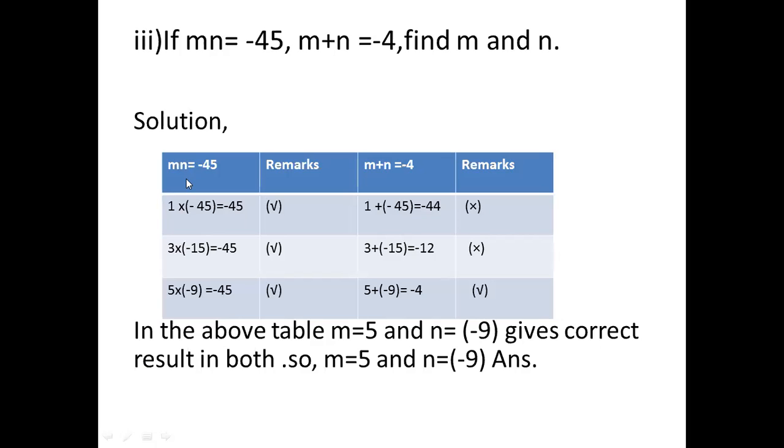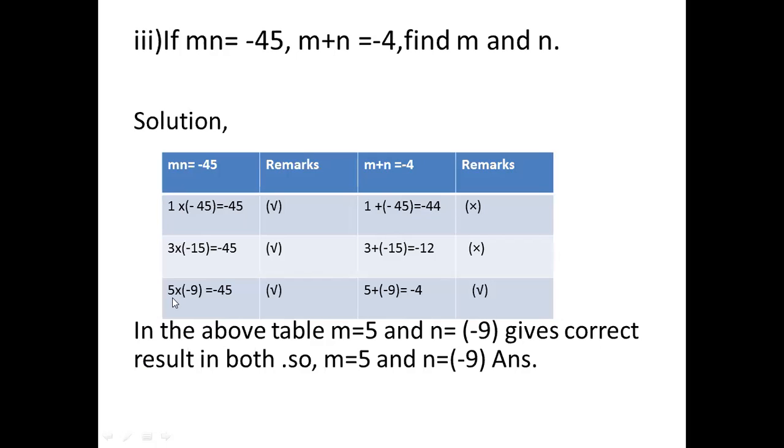Okay, solution: m into n is minus 45, remarks; m plus n is minus 4, remarks. 1 into minus 45, it's correct, and 1 plus minus 45 is minus 44, it is incorrect. 3 into minus 15 is minus 45, this is correct. And 3 plus minus 15 is minus 12, it is incorrect. Now check the other two factors.